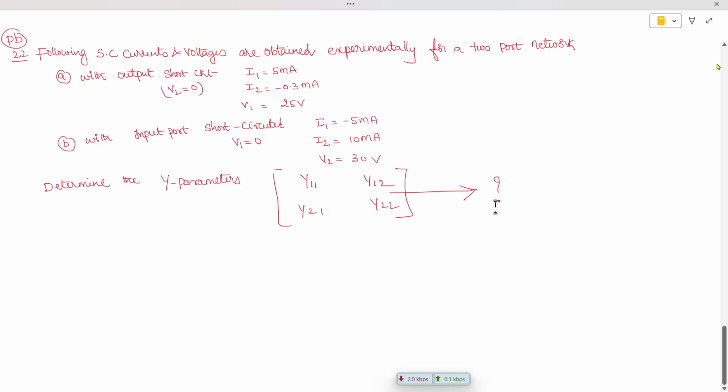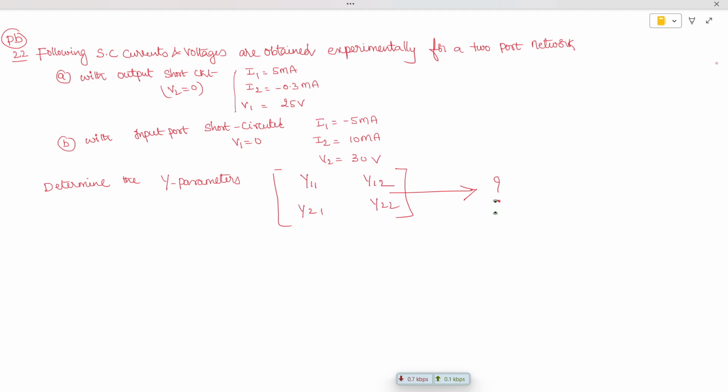Today we are going to solve this problem 22. So the problem given is the following: currents, output port is short circuited and the parameters are given like this, and input port is short circuited, the parameters are given. These are obtained experimentally for a two-port network. He is asking us to find out y, which is very simple.